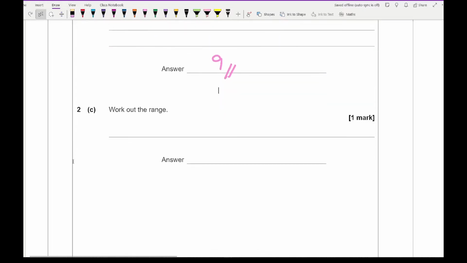Then moving on to question 2c, it says work out the range. Well, the range is the biggest number take away the smallest number. So that's going to be 15 minus 2, which is 13.